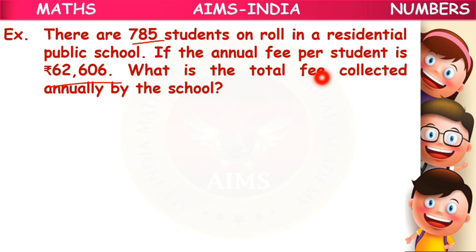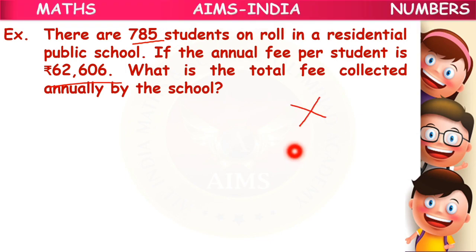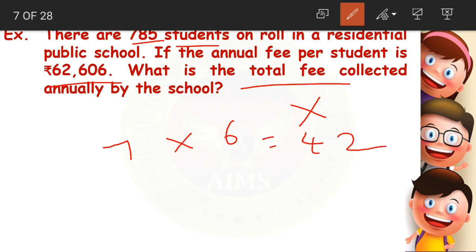See, whenever they say in the question words like per student or each, and they are asking us to find out the total amount, what we should do is go for multiplication. Again, if we replace these big values with small numbers, like say there are 7 students in the school who pay 6 rupees each. Now what is the total fee collected by the school? How will you find out? 7 into 6, 42, right?